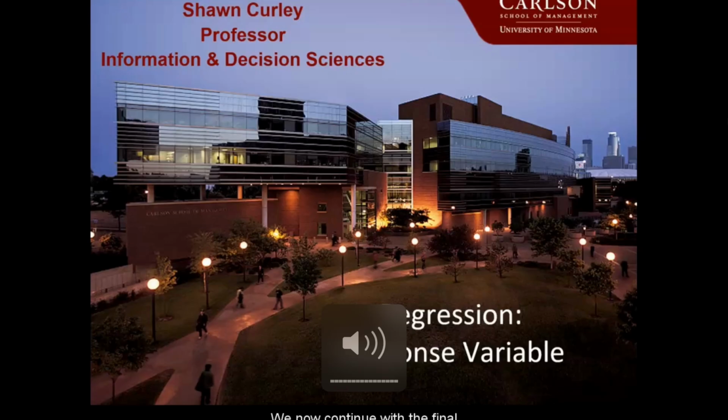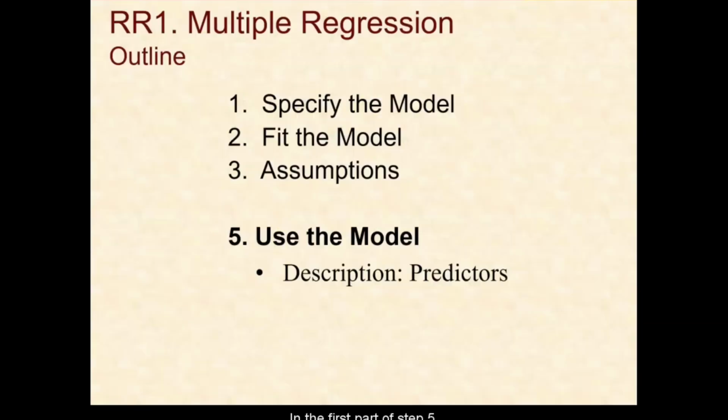We now continue with the final step in the basic procedure for doing regression, covering two other common uses of the model that we've created, both connected to the response variable y. In the first part of step 5, we focused on the linear regression model with a single predictor. We used the fitted model as our best description of what the hypothesized relationship between the response variable y and the predictor x looks like in the process. We can now also use the model to say something about the target variable of interest, that is, the response variable y.